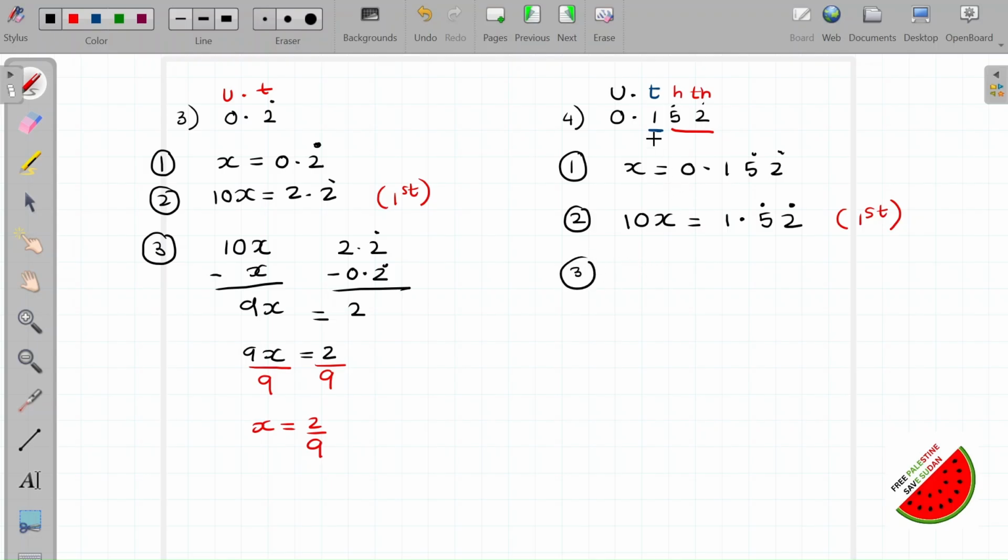Okay, and then I have to do a second multiplication now. The second multiplication will be by the last place value over here. So this is in the thousandths place, so I multiply by 1,000. It's 152.52 recurring. And then I'll do the subtraction.